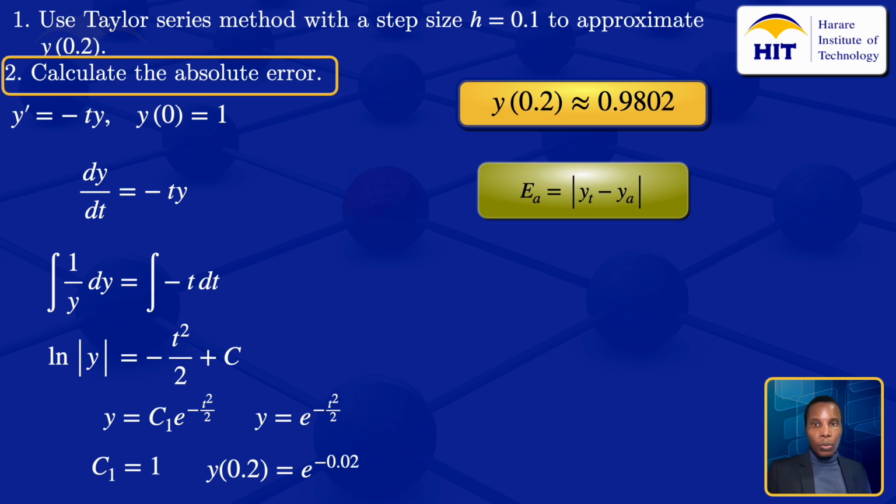So for our absolute error, it will be the absolute value of exponent of minus 0.02 minus 0.9802. And that value will be approximately equal to 0.000001. So that's the absolute error that we are having there. What we are seeing there, the value of the error is very small.